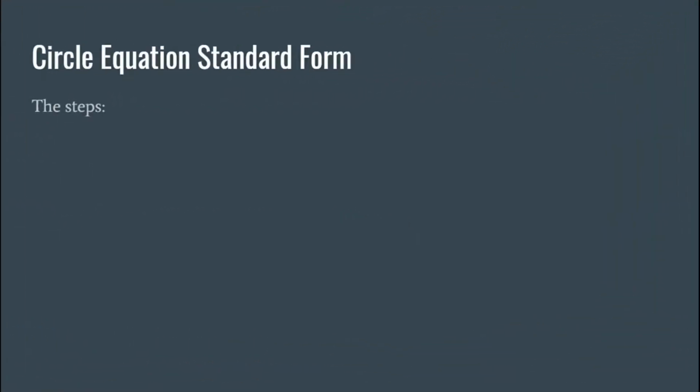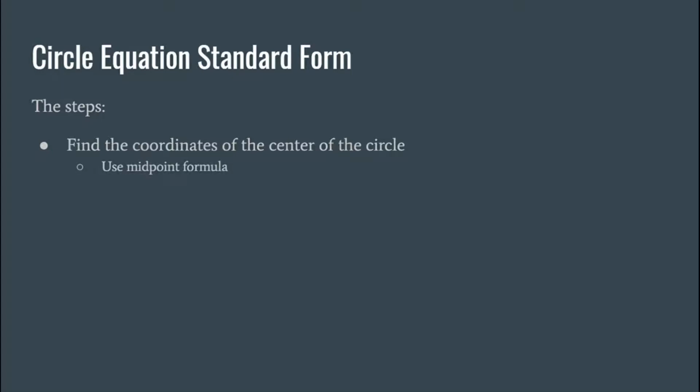Now let's say you have a graph. What you want to do is find the coordinates of the center. In the case where they give you two endpoints of the diameter, what you want to do is use the midpoint formula. If they give you the center, great. If they give you two endpoints, indicating that they're endpoints of the diameter, you're going to have to use the midpoint formula to find the center.